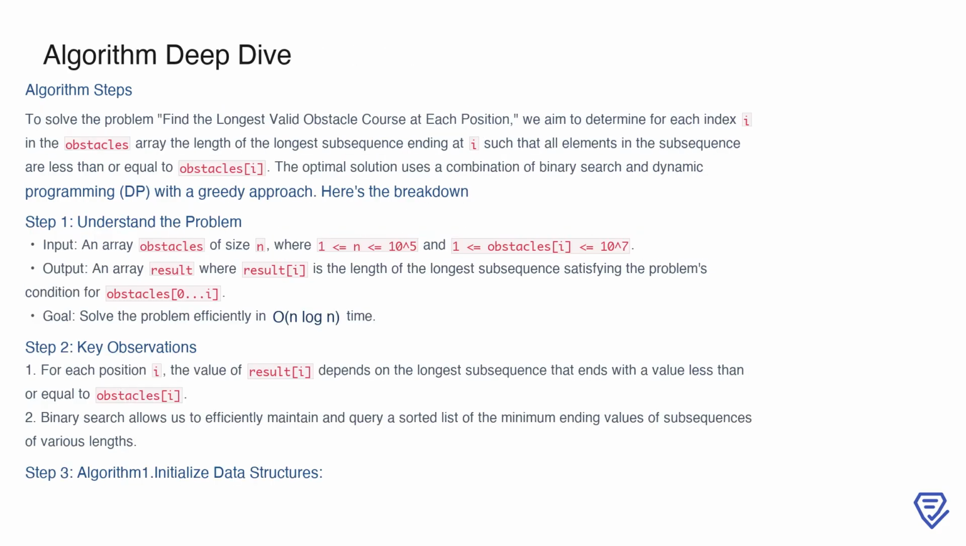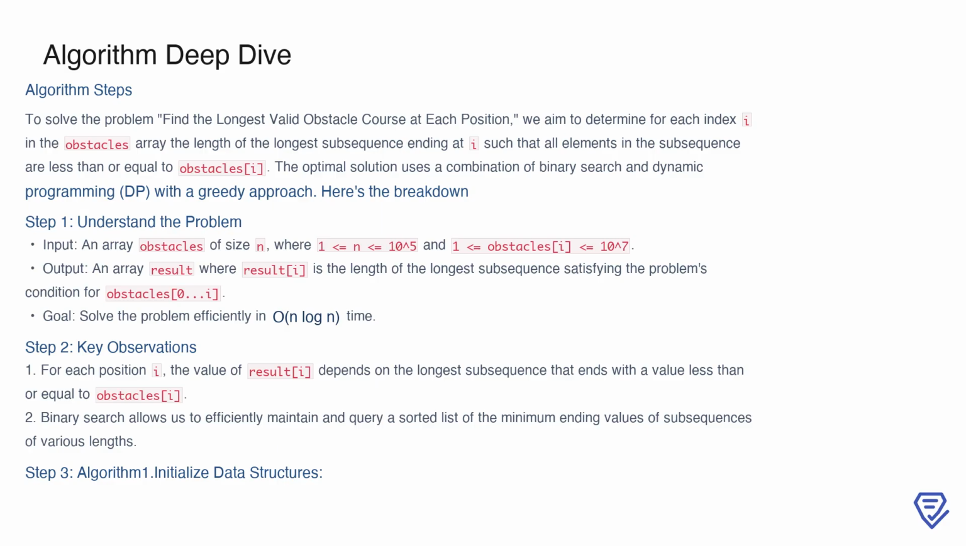To tackle the problem, find the longest valid obstacle course at each position, we need to determine, for each index in the given array of obstacles, the length of the longest subsequence ending at that position such that all elements in the subsequence are less than or equal to the current obstacle. The key to solving this efficiently lies in combining binary search with dynamic programming, using a greedy approach.